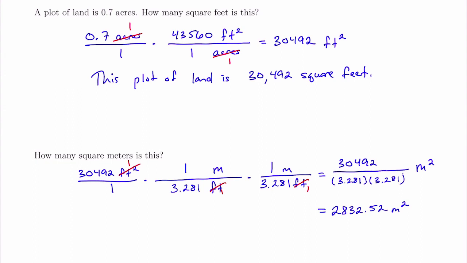It is important to recognize that both of those calculations were actually approximations. 1 meter is not exactly 3.281 feet, and that division that we performed did not work out to be exactly 2,832.52. So both of those equal signs need to be converted into approximately equal to symbols. And as a conclusion, we can say, this plot of land is about 2,832.52 square meters.